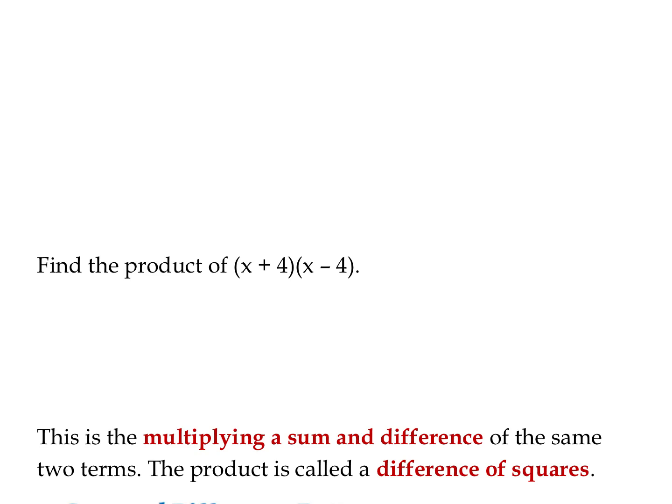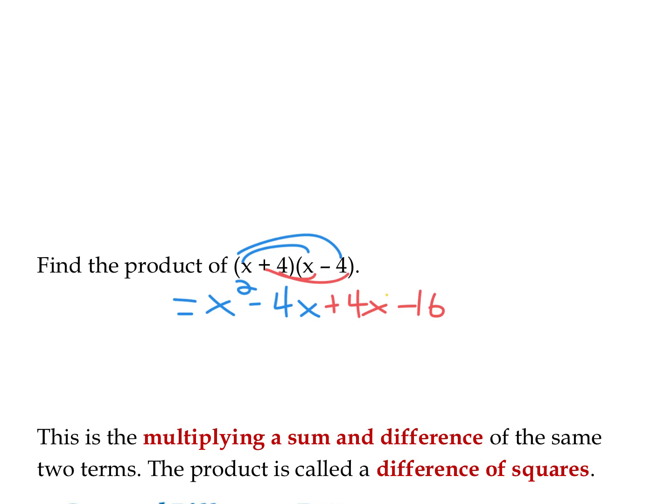All right, now let's find the product of x plus 4 and x minus 4. You notice one's a plus and one's a minus now. So let's write this out the long way, distributing the x into the parentheses. So that's going to equal x squared minus 4x. And then when I distribute the 4 into the parentheses, I'm going to get plus 4x and minus 16.